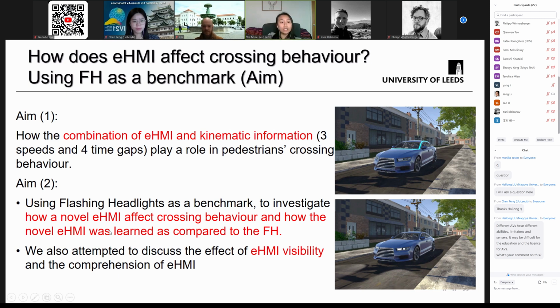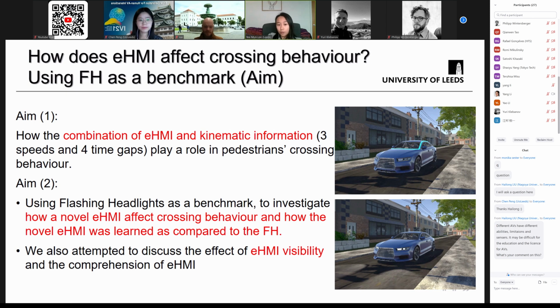So what we're going to do is to use a novel eHMI, and in this case, it was a slow pulsing light band, which is trying to communicate "I'm yielding," which was rated as associated with the message "I'm yielding" in one of our previous studies. And we looked at how the novel eHMI was learned as compared to the flashing headlights.